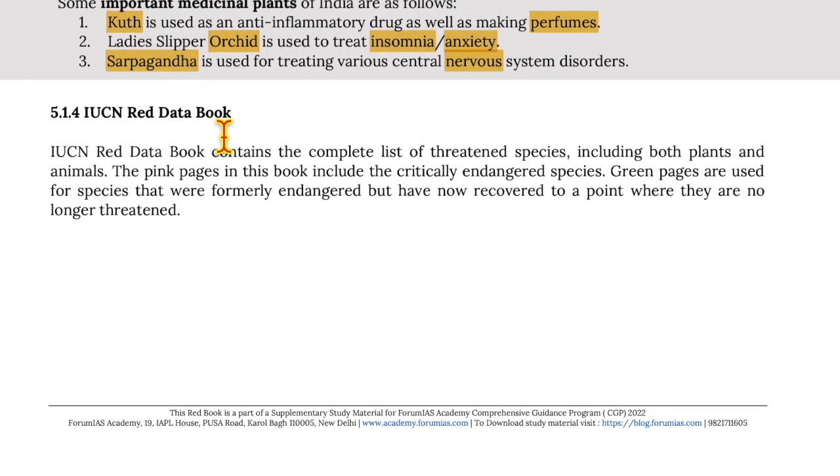Now, moving on to IUCN and the Red Data Book. The IUCN Red Data Book contains the complete list of threatened species, including both plant and animal. The pink pages in this book include critically endangered species. Green pages are used for species that were formerly endangered but have now recovered to a point where they are no longer threatened.